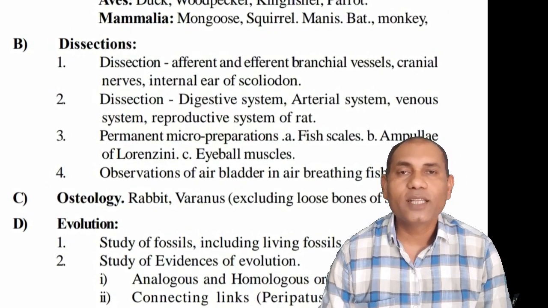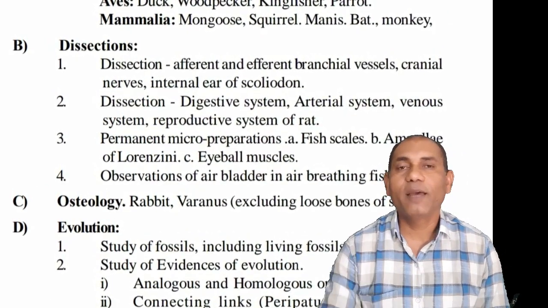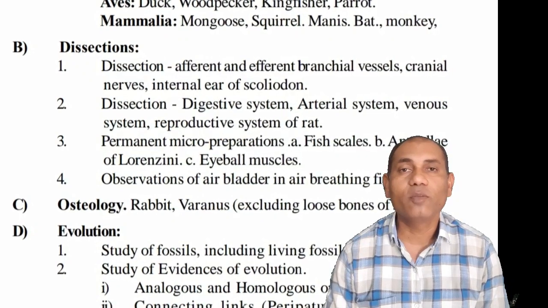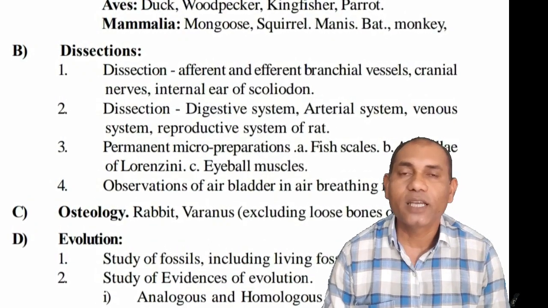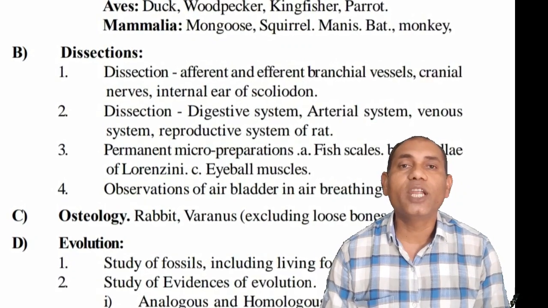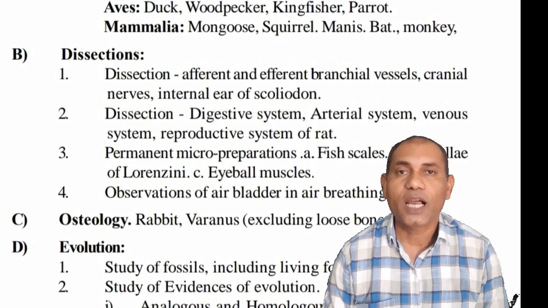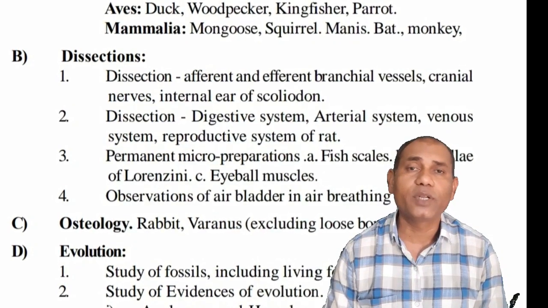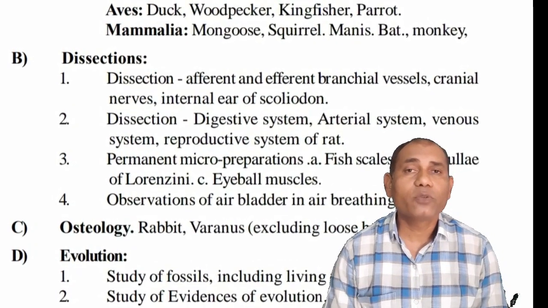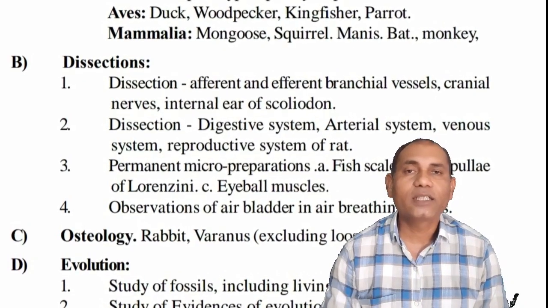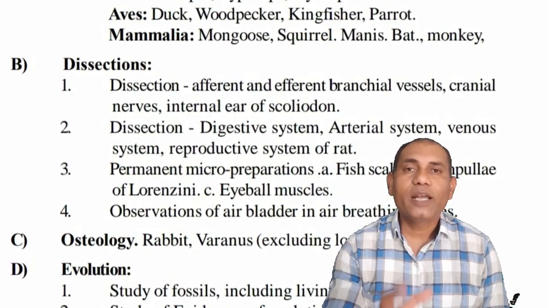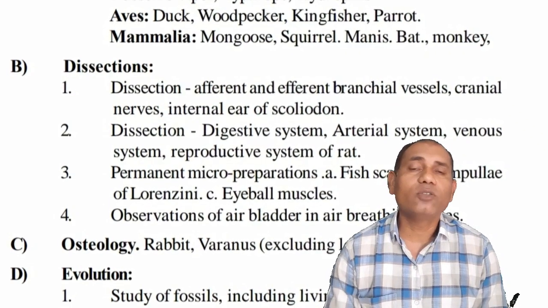Student, 2014 तक dissection यह part हमारे syllabus में था, लेकिन सेंट्रल गवर्नमेंट ने 2014 के बाद इस dissection पे बैन लगा दिया. Nowadays we do the demonstrations with the help of charts, models and computers. In this part, we have to study the internal organ system of Scoliodon, rat and air bladders in fishes, and also there is a part of mounting.